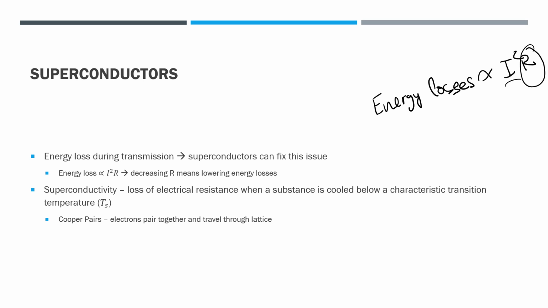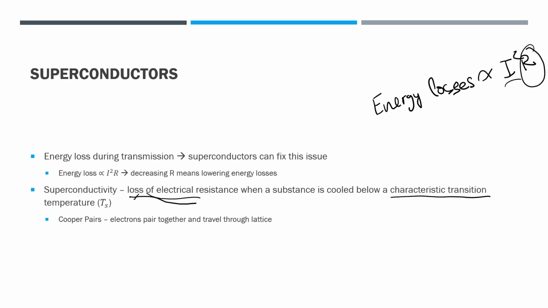So now, what is superconductivity? Again, a more rigorous definition is the loss of electrical resistance when a substance is cooled below a characteristic transition temperature. So basically, as long as I go below a certain temperature, the resistance is zero, right? And how we understand superconductors is by looking at something called Cooper pairs. If there aren't any Cooper pairs, generally we think of a metal.